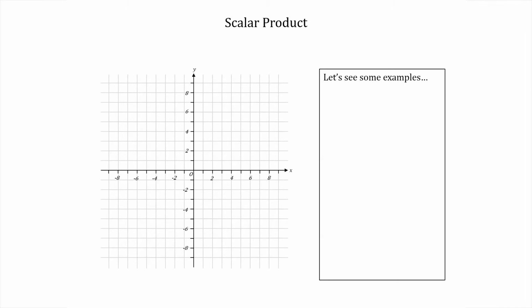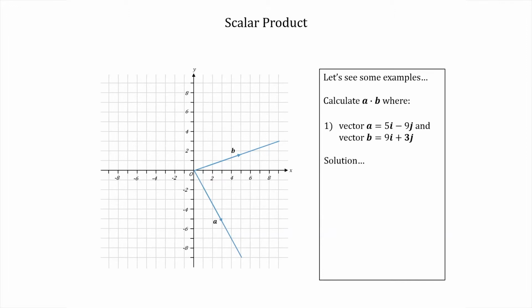Let's see some examples. So, question 1. Calculate a dot b, where a is 5i minus 9j and b is 9i plus 3j. So let's put these on our axes. Here's a, and here's b. Now we have the components of each vector, so to solve, we just use the second of the two methods we described earlier. a dot b is 5 times 9 plus minus 9 times 3, which is 45 minus 27, which is 18.